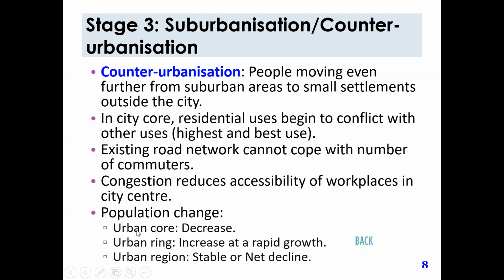It will begin to decrease. So this is when urban decline, urban decay, occurs. Urban decline first, then urban decay steps in. Urban ring increases at a rapid growth. Okay, and then finally at the macro level, it is stable, or you are having a net decline.